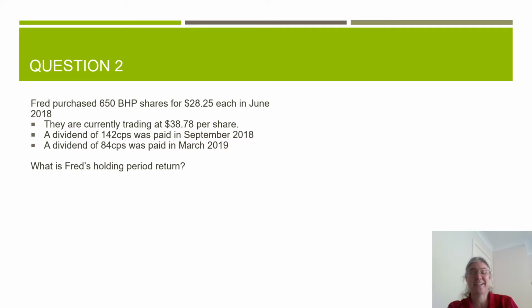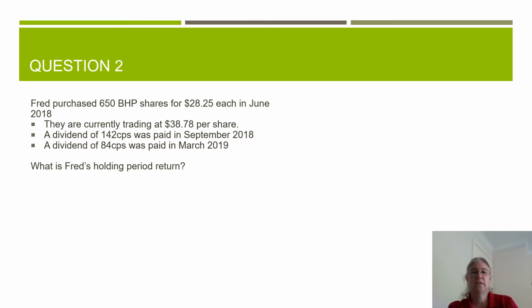Let's get straight into practicing. Fred purchased 650 BHP shares for $28.25 in June 2018. They're currently trading at $38.78. Is that an increase or a decrease? Straight away you can see that they're currently trading at a higher value, so there's been a capital gain since Fred made this purchase.